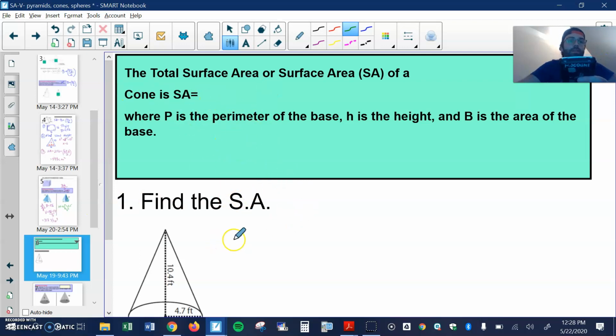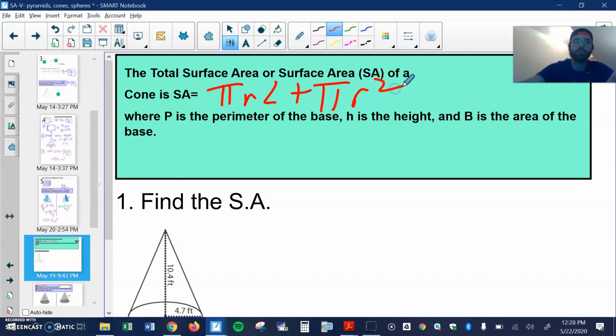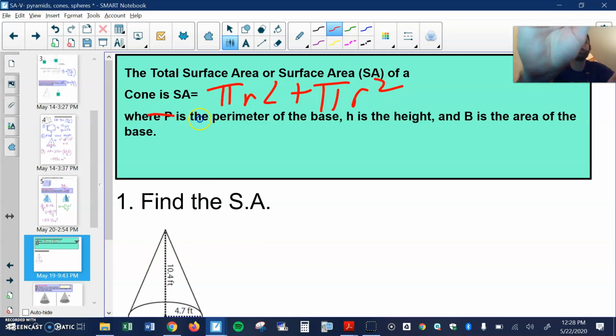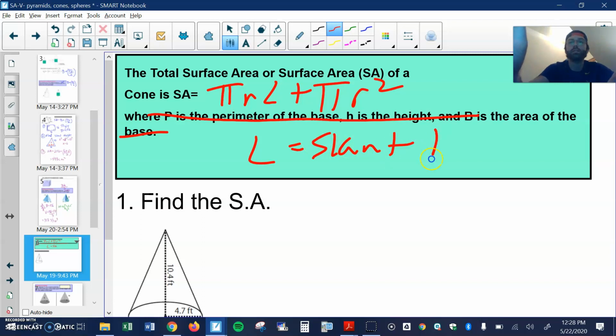So this one's a little bit different, but it's similar to a pyramid. In a cone, I'm going to do pi r L plus pi r squared. See all this stuff? This is referring to a pyramid. So L is our slant height, still, and r is the radius.